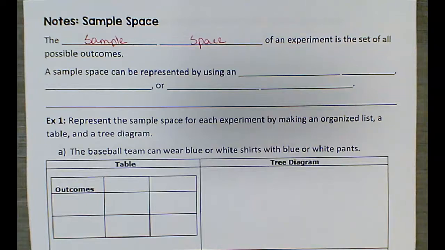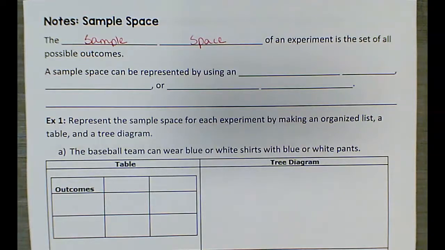So if you roll a pair of dice, that's an experiment. If you draw a card out of a deck, that's an experiment. The sample space of an experiment is the set of all possible outcomes. For example, if I roll a single six-sided die with numbers 1, 2, 3, 4, 5, 6 on the faces, and it lands on 1, then the experiment is rolling the die. The sample space is the set of all possible outcomes: 1, 2, 3, 4, 5, 6.